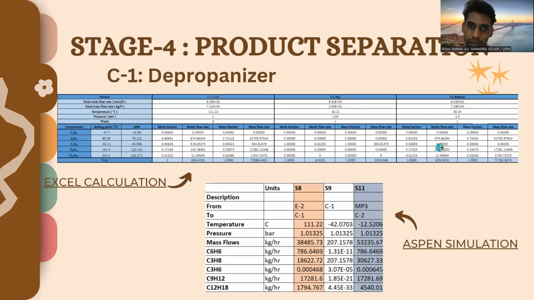So these are the results we get from the Excel calculation and Aspen simulation. Both results are different from each other. This is because several assumptions were made on this unit and other units, such as the alkylation reactor. So for this unit, all the propane was assumed to be separated as overhead product, while in the Aspen simulation, there is a little amount of propane left in the bottom product.